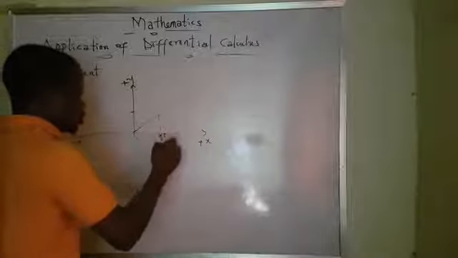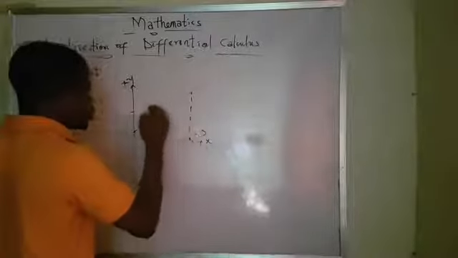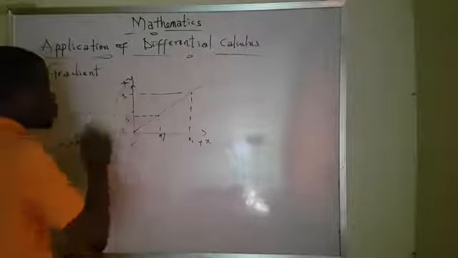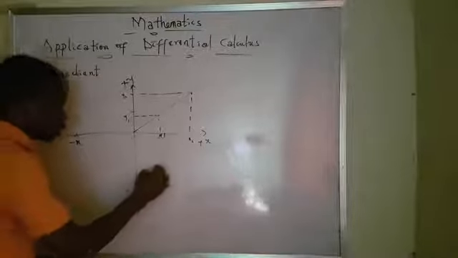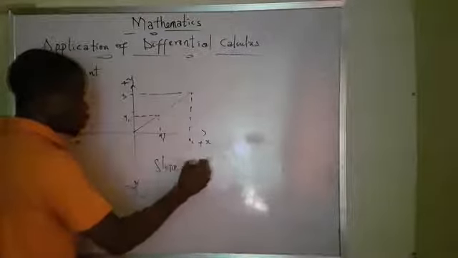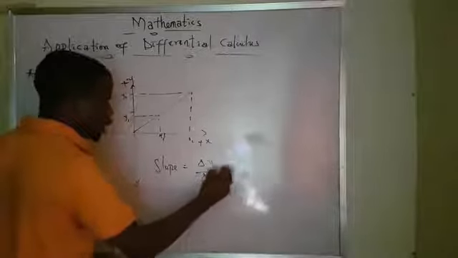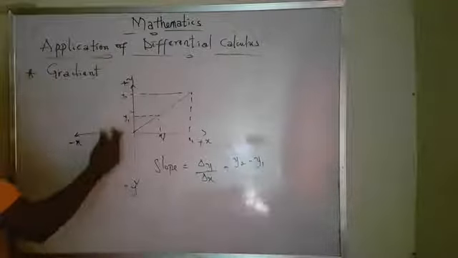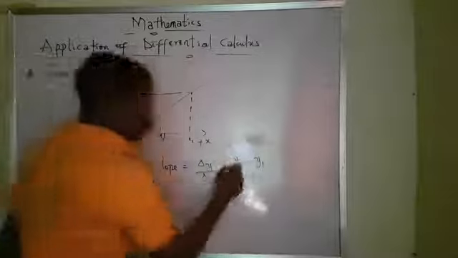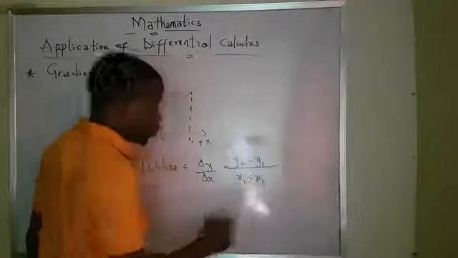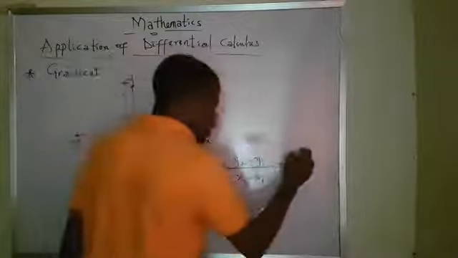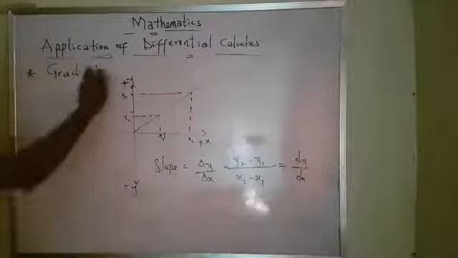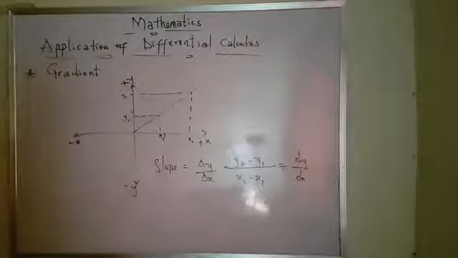Let me say this is your x1, let me call this your x2, then I can call this y1, and I can call this y2. You get? So you can easily say your slope, which is always change in y to change in x, is equal to y2 minus y1, the bigger one on the vertical plane, upon x2 minus x1. Don't forget.